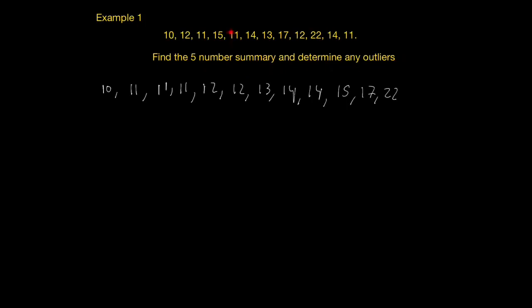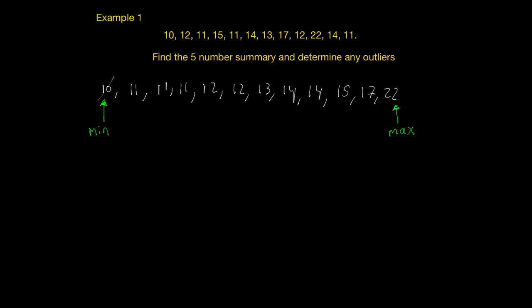First thing is first, we have to rearrange the data set from least to greatest, which I've already done here. And now we can begin getting that 5-number summary, beginning with the minimum, which is going to be your smallest value, that's 10. And then your maximum, which is going to be your largest value, and that's going to be 22. Let's begin to shave off the edges so we can get the median.